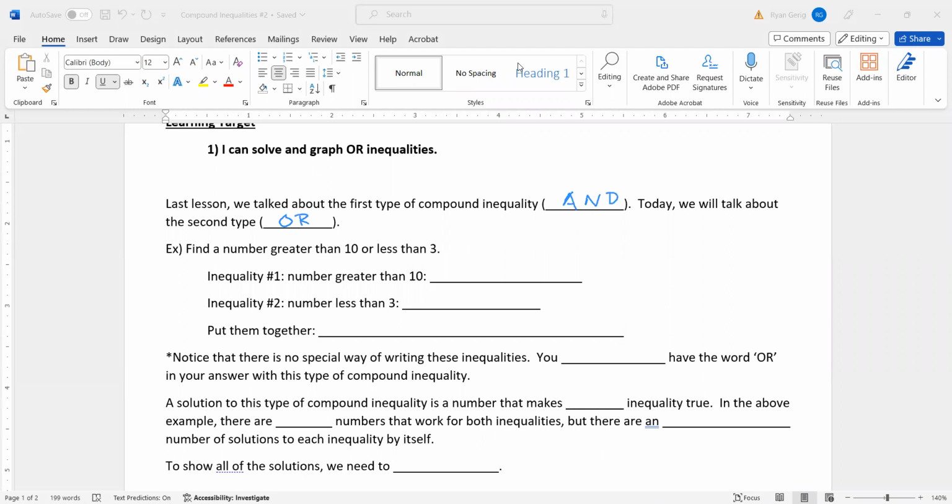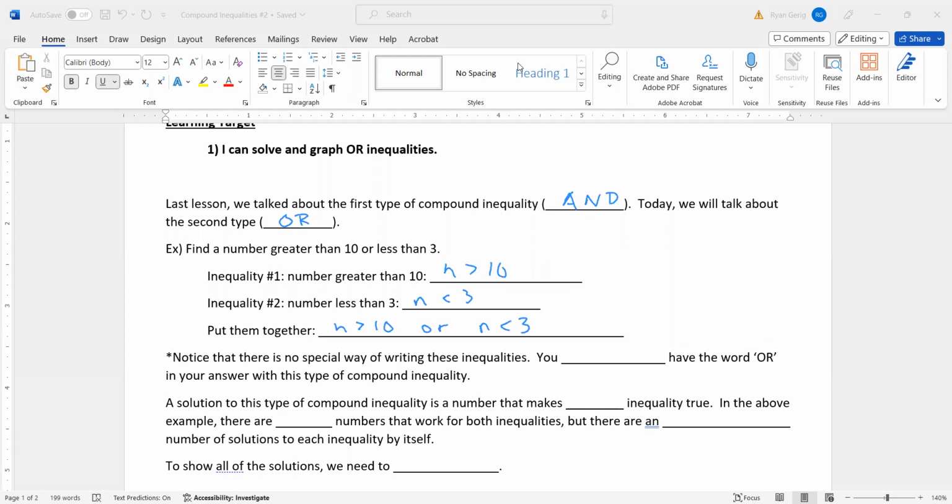So, an example, find a number greater than 10 or less than 3. It can't do both, right? That's where the word "or" comes into play. A number greater than 10, so n greater than 10. A number less than 3, n less than 3. You cannot do both, okay? So the only way to write this is n is greater than 10 or n is less than 3.